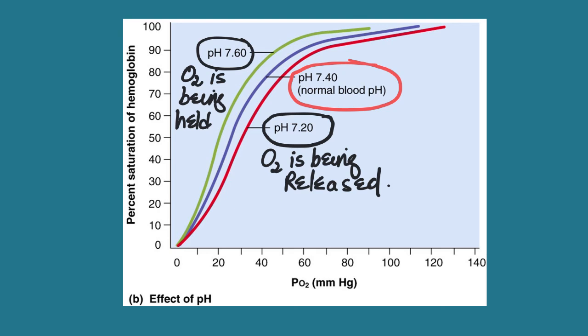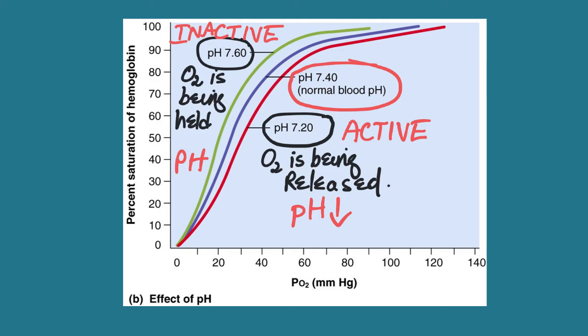It's on the right side because any tissue that's active tends to have a lower pH than normal. So an active tissue will have a low pH. pH is very low when a tissue is active. When a tissue is passive, not working very hard, an inactive tissue, then the pH tends to be high.